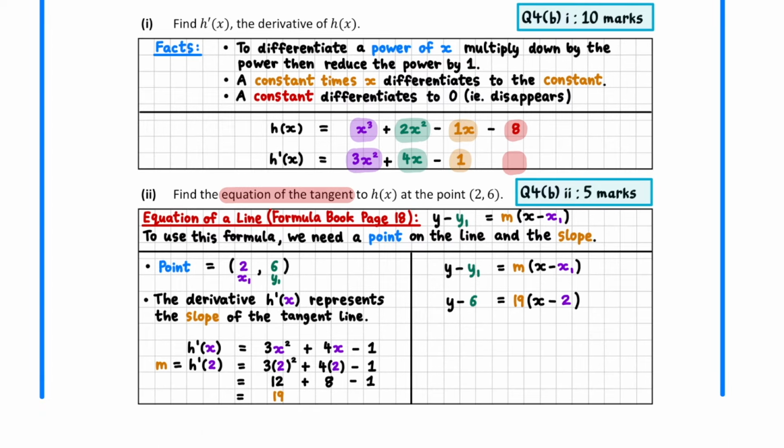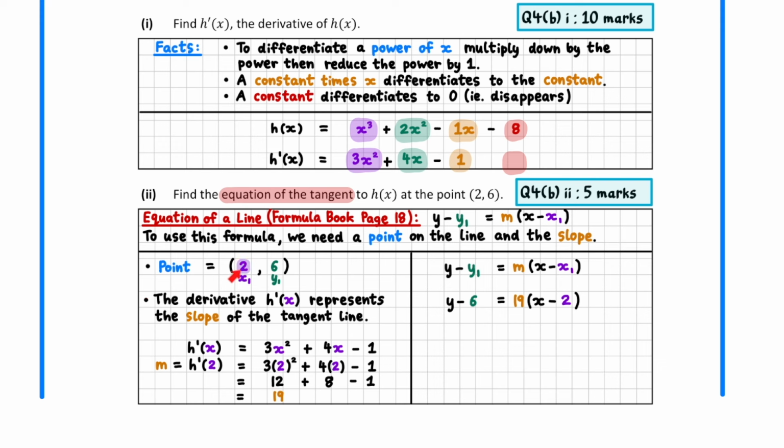In part 2, we must find the equation of the tangent line at the point 2, 6. We will want to use the equation of a line formula, and to use this we need to know two things: a point on the line and the slope. The point is given to us directly. It's 2, 6. To find the slope, we can use the fact that the derivative h' of x represents the slope of the tangent line.